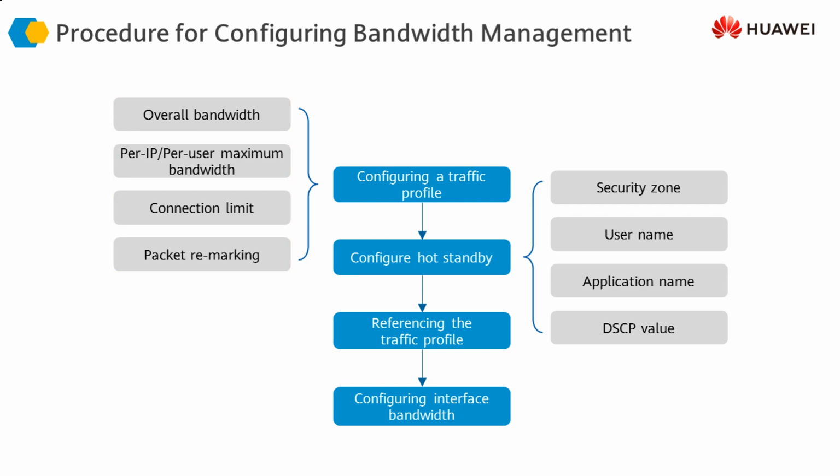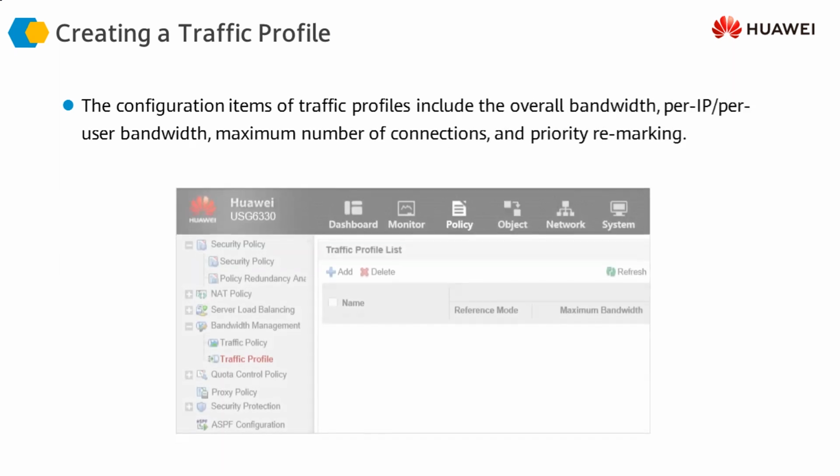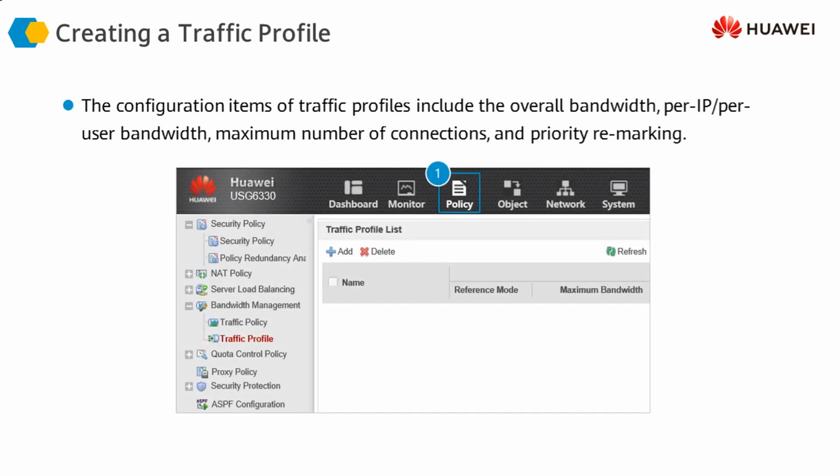And finally, we can configure the interface bandwidth as we saw in the last video and the previous few slides. We can limit the amount of bandwidth that is available on a particular interface. Let's take a look at these configurations one by one. First of all, how do we configure a traffic profile? We go to policy, we go to bandwidth management, and we select the traffic profile.